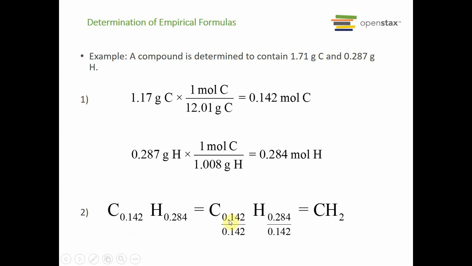So we get 1.142 divided by 1.142. Of course, that's going to be 1. We divide 0.284 by the 0.142, boom, and that's going to be 2. And lo and behold, we get a formula that has 2 integer subscripts, 1 and 2, or CH2. And at this point, we stop. But it could have been that this was not an integer subscript, in which case we would have had another step.